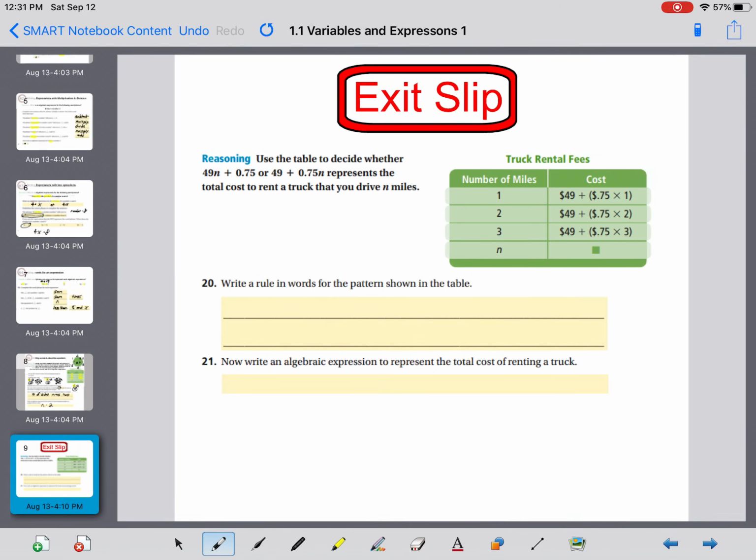For the exit slips, what I would like you to do is pause the video, try them on your own, and then play the video to check for accuracy. Okay? So feel free to pause now and give it a go.